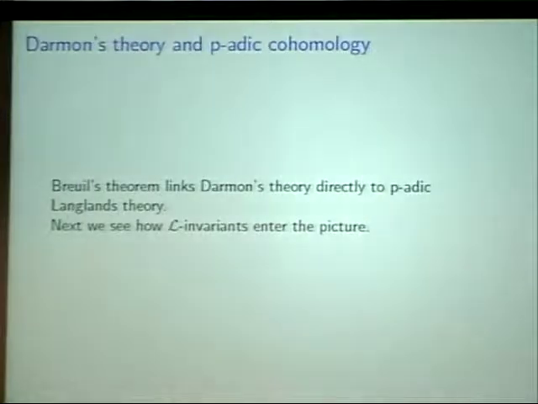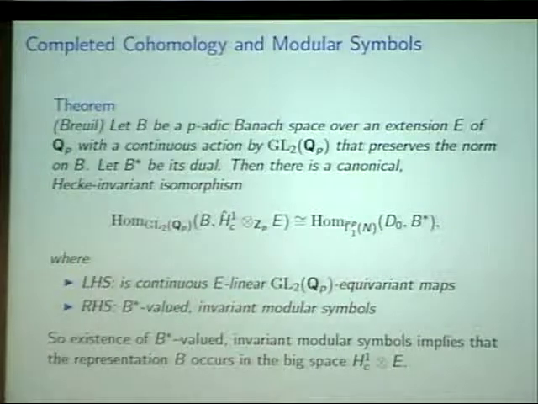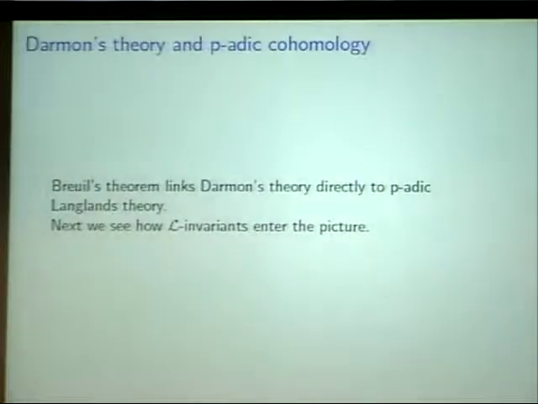So the point here, I guess, is the left-hand side is something which looks like it comes from the p-adic Langlands picture. That is to say, it's trying to find a sub-representation of a giant continuous GL2 of QP representation. And the thing on the right-hand side is something which we've seen already. It's a certain space of modular symbols, at least if we pick the right B. So the question is, which B are we going to stick into this picture to get something reasonable? And so that's this next part of the discussion, where we look at ways to see how this theorem can be seen as linking Darmon's theory and Breuil's theory via L-invariants.